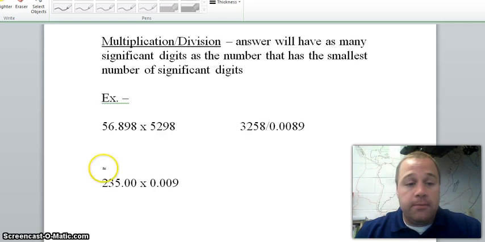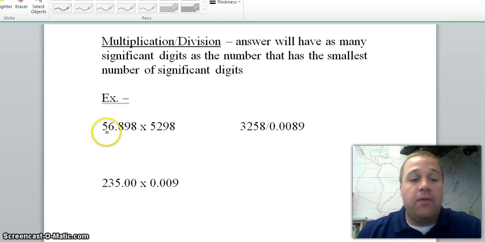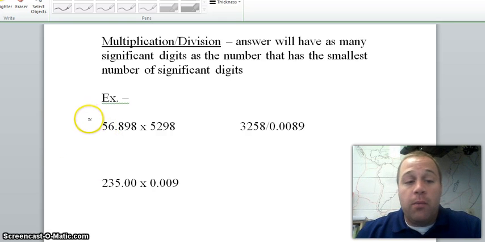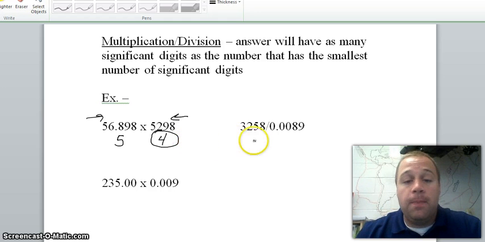If we look down here, at the first example we have 56.898. There's a decimal point present, so we're going to go left to right and count 1, 2, 3, 4, 5 significant digits. 5298, decimal point is absent, so we're going to go right to left. 1, 2, 3, 4. 4 is less than 5, so that is the number of significant digits that our answer can have. And that's all you need to be able to do. For the next example, decimal point absent for 3258. There are 1, 2, 3, 4.